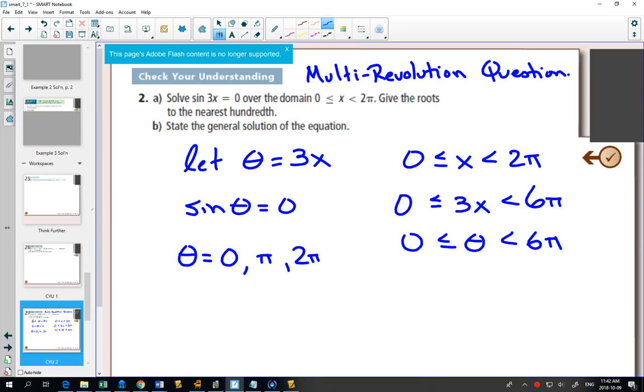Be patient. So what other answers will I have? Can you see that I also have, on the second time around, 3 pi and 4 pi? On the third time around, 5 pi and 6 pi. And 6 pi is not included because there was no equals sign with the 6 pi. Extremely picky on that one.